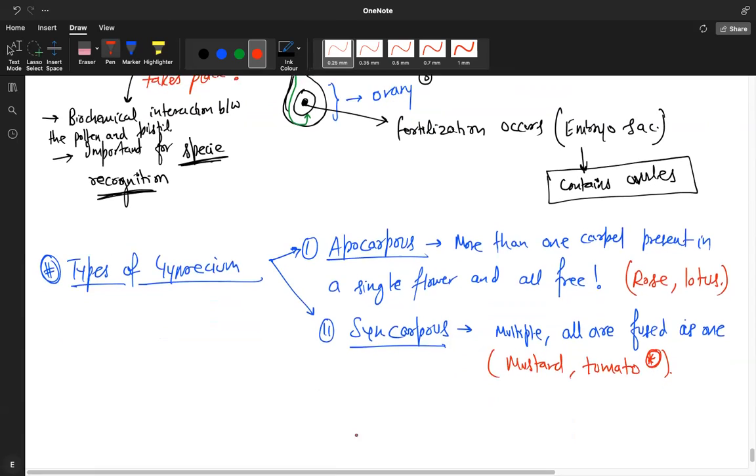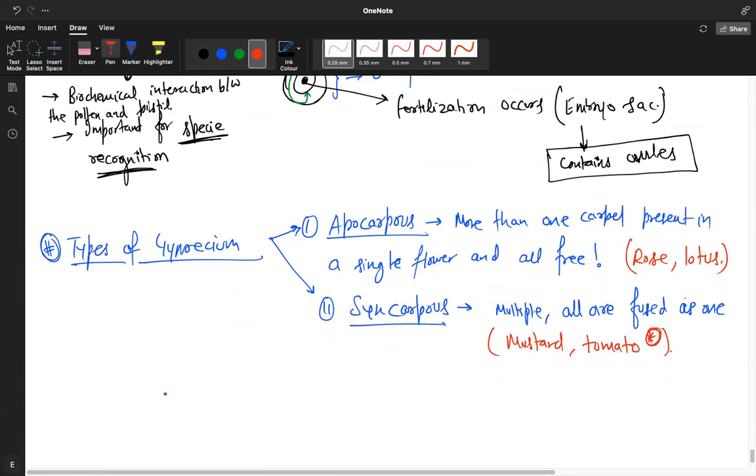It's syncarpus. But in syncarpus, it's not like from top to bottom they are joined. So what happens is, in every syncarpus gynoecium, what you see here are stigma. So the stigma will stay different. At the level of style, they will join. So there'll be one single style going down, and then there will be a big ovary with multiple ovules. You understand? So they're joined something like this. Make sense?